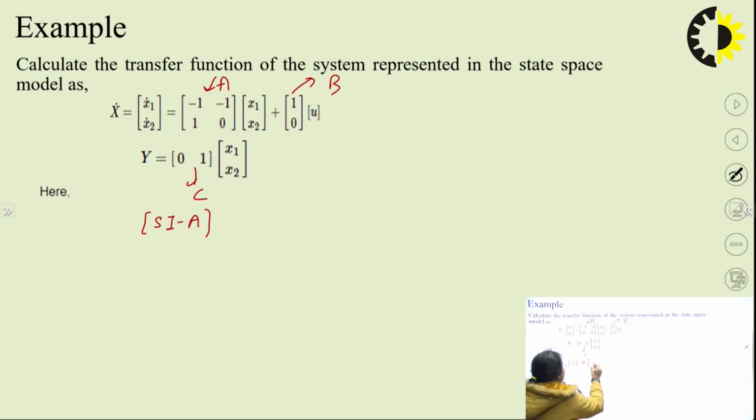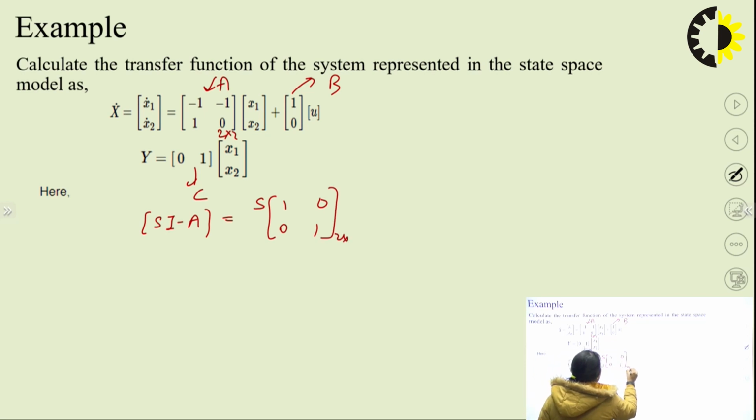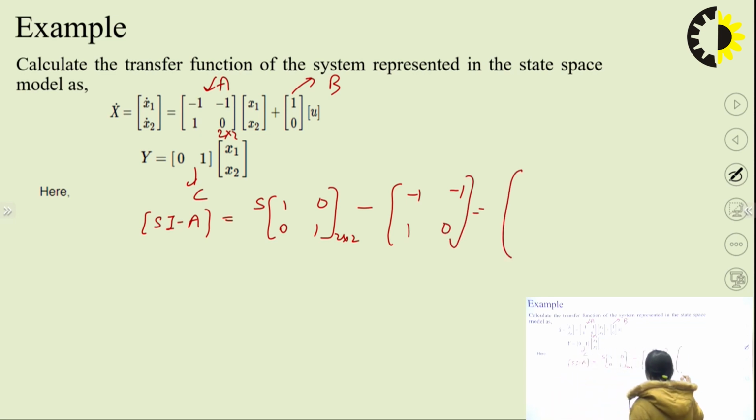So first of all I have to take sI minus A. S is the operator, and since A is a matrix of order 2 by 2, I'll take an identity matrix of order 2 by 2. sI minus A, this is minus 1, 1, 0, so it is coming out to be s plus 1, then plus 1, and this is again minus 1, and this is s, okay.